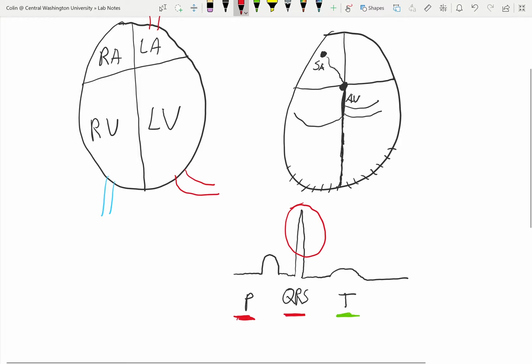Because again, the signal from the ventricles is so much more powerful. So even though 4 things are happening, atria squeeze, atria relax, ventricles squeeze, ventricles relax, we only get 3 bumps on our piece of paper. We don't get 4.